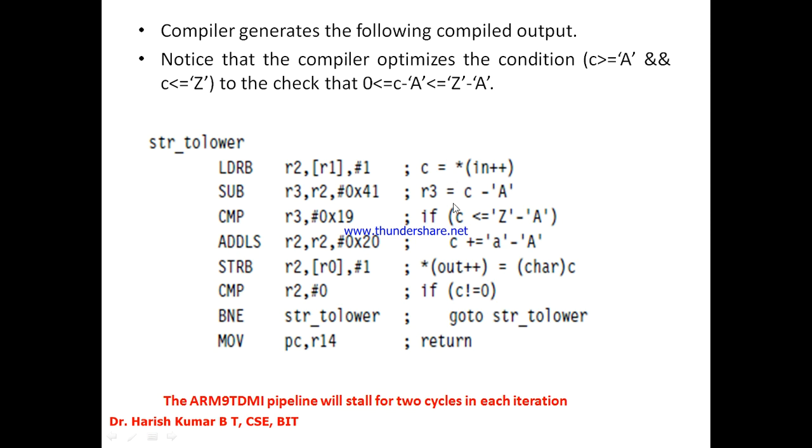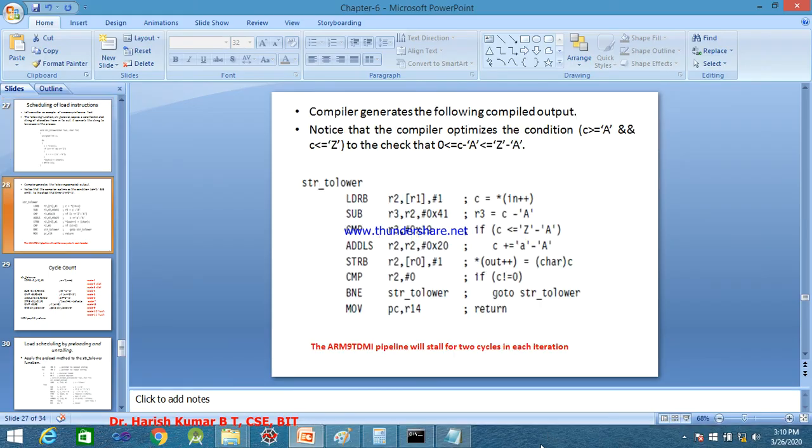The logic is also written here. Now copy C to this, and then from C you subtract the ASCII value of A, and it goes to R3. Then I check whether it is less than or equal to Z minus A. So uppercase Z, I think it is 91 minus 65. Now you'll get 26. C is less than or equal to that. Then if the condition is true, C is equal to C plus 97 minus 65, the one which we did in the previous example.